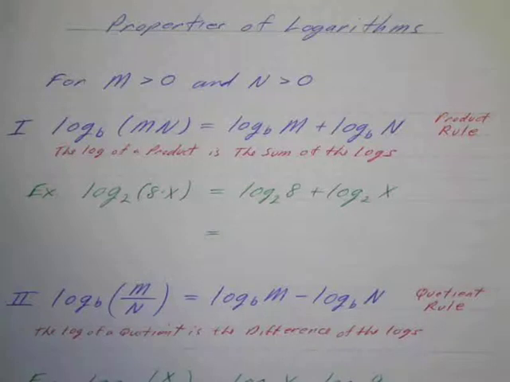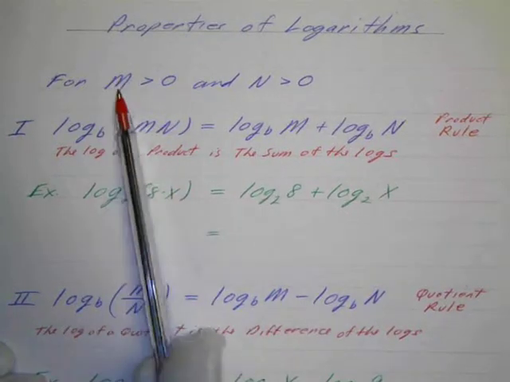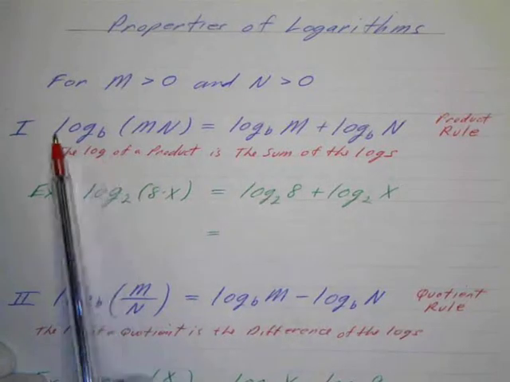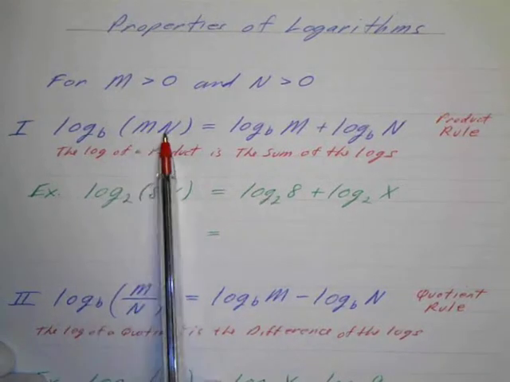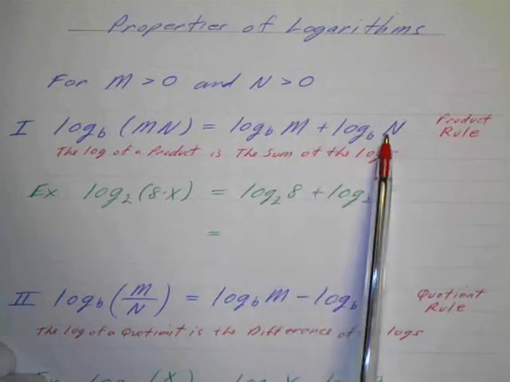Okay, here's some notes on properties of logarithms. We basically have three properties, sometimes called laws of logarithms, that we use. And I notated them here and gave you an example so you can see what's going on. The first one, well, first of all, we want to make sure that m is greater than 0 and n is greater than 0. Then if that's the case, we know that the log to the base b of m times n equals the log to the base b of m plus the log to the base b of n.